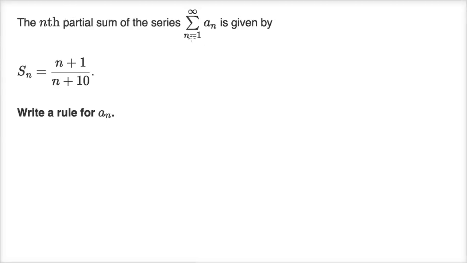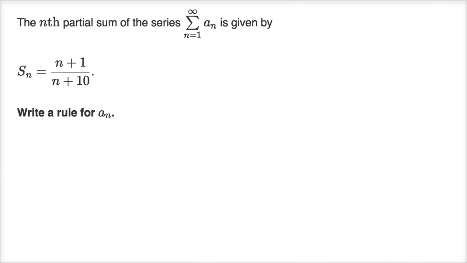Partial sum of the series, going from 1 to infinity, summing up a sub n is given by... and they tell us the formula for the sum of the first n terms. And they say write a rule for what the actual nth term is going to be.